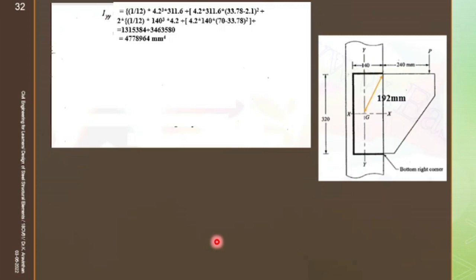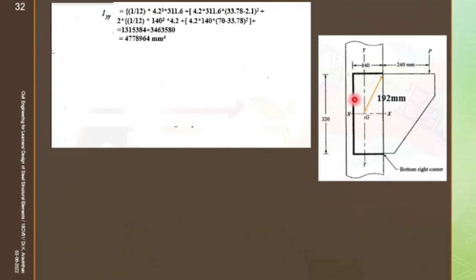P E R by summation of R square. Now what is your R? R is the radius. From the centroid, this is the radius. So this is called R. How to find R? From this section you have to find R.